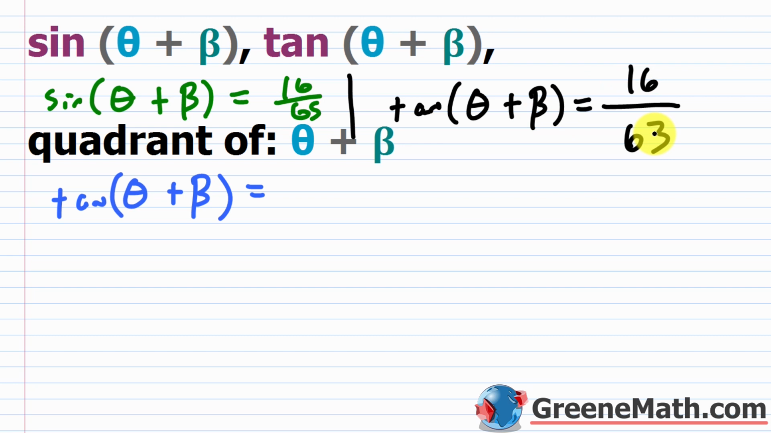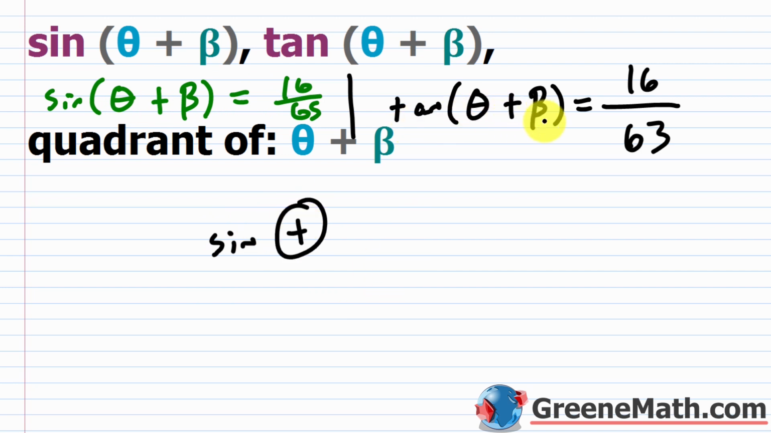Now we want to think about the quadrant of theta plus beta. Well, I just want you to think about the sine. The sine of theta plus beta is positive, right? So sine is positive, okay? The tangent of theta plus beta is also positive. So the tangent is also positive, okay? So where is sine positive and also tangent positive?